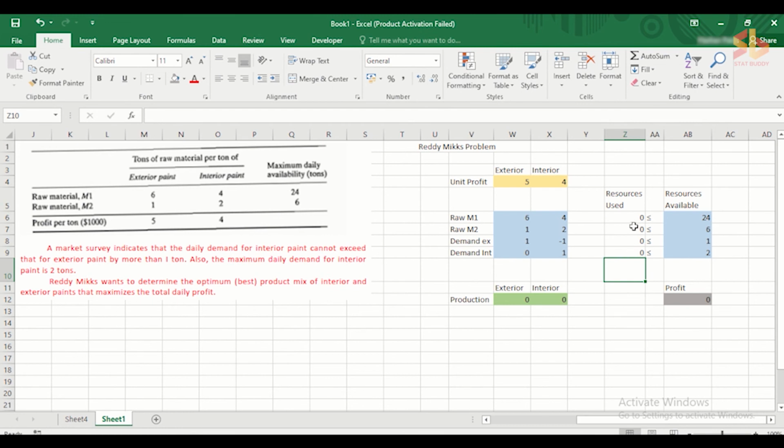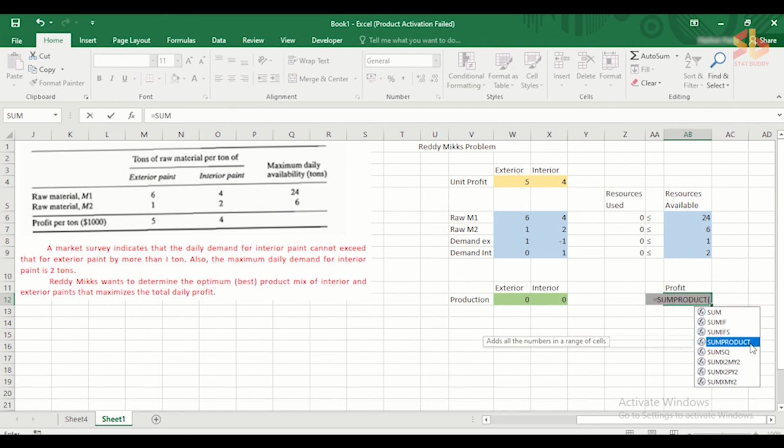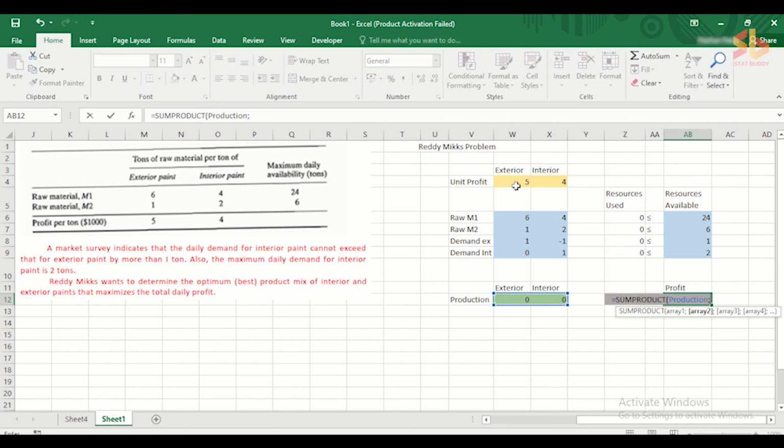So we have defined those four cells using the sum product function, and for this the profit depends on the production and the unit profit. So it is also the sum product function which provides us the ability to calculate the total profit. So defining that cell using sum product. Now you can see by changing these two values, the total profit is changed like this, and you can do trial and error to find the profit.